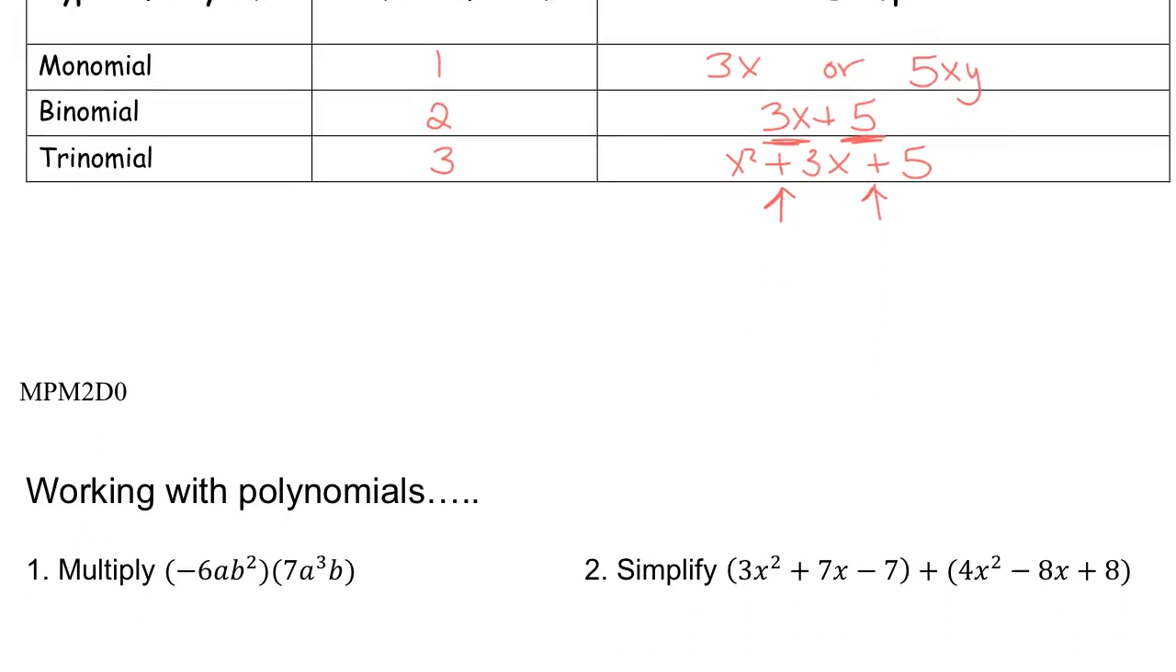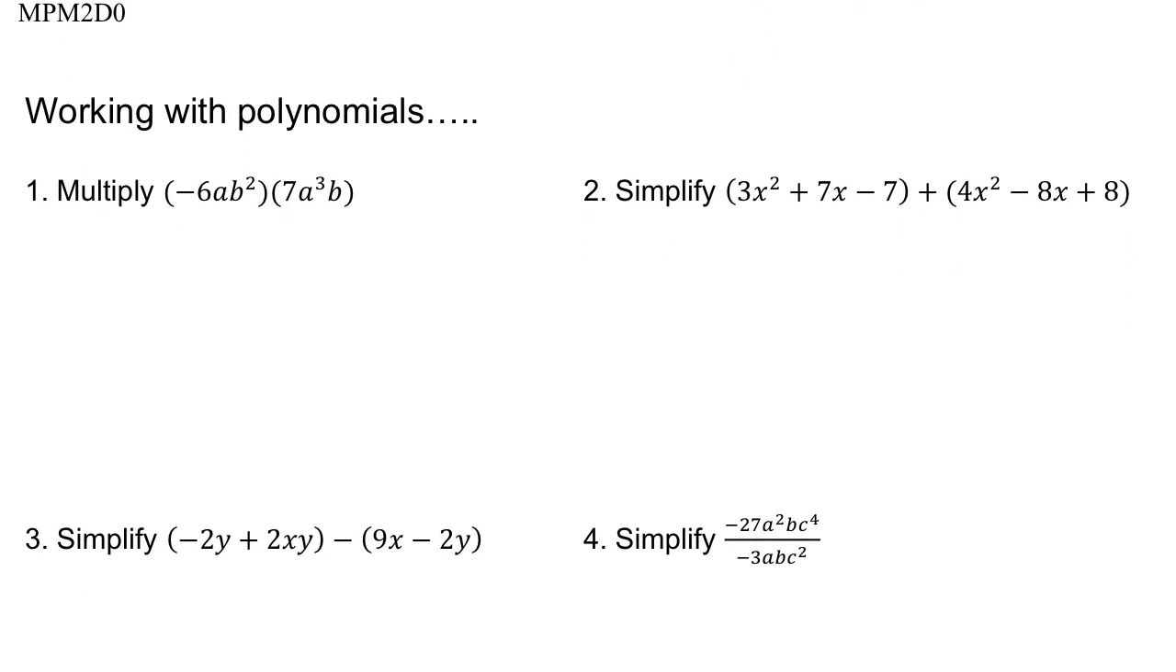From grade 9, what kind of things did we do with polynomials? Well, we did a lot of things. One of the things that we looked at doing was multiplying. Here we're multiplying two monomials. Here's a monomial here, here's another monomial here. We're going to multiply them together.